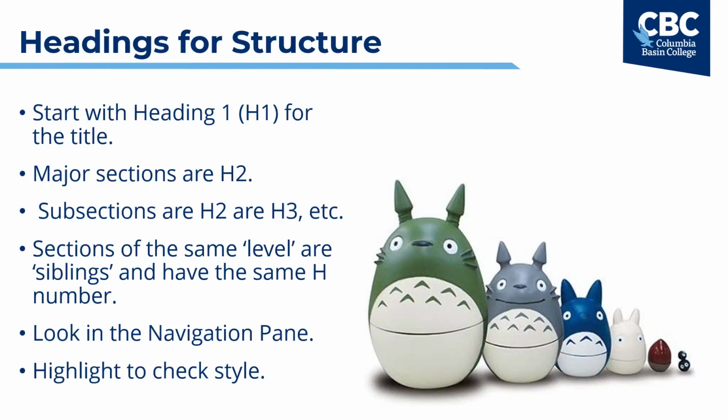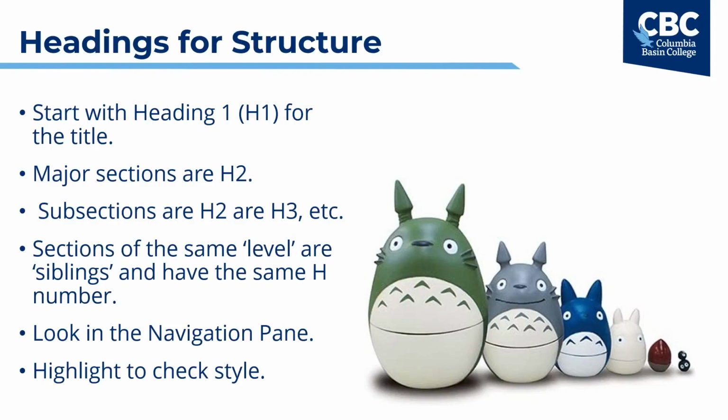So, once you've created your title and promoted it to H1, then all the major sections of your document are H2, or heading 2. Within a single heading 2, you might have 1, 2, 3, or more subsections. Each of these subsections would be, you guessed it, heading 3, or H3.